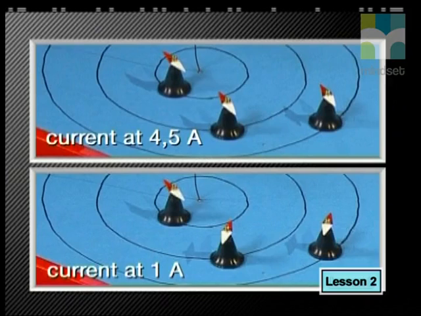Did you see the difference in strength of the field? When the current strength is large, all the compass needles are affected by the field. When the current strength is small, only the compass closest to the conductor is affected. We can draw a diagram of these magnetic field lines around the current carrying conductor.